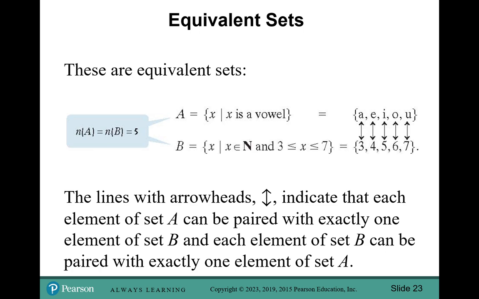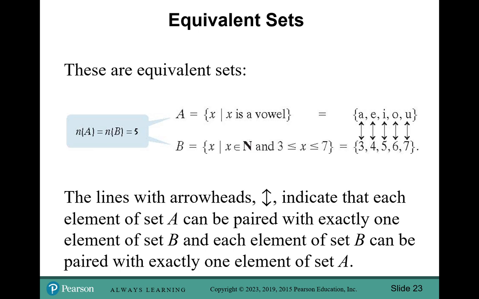If I see set A here, set A is X such that X is a vowel. If I list all of the vowels, that's A, E, I, O, and U. If I look at set B here, B is the set of X such that X is an element of the natural numbers, and 3 is less than or equal to X is less than or equal to 7. So if I wrote that in my roster notation, I would have that set is 3, 4, 5, 6, and 7.